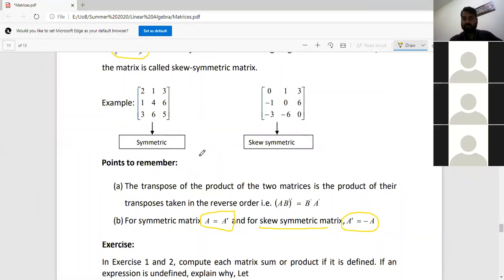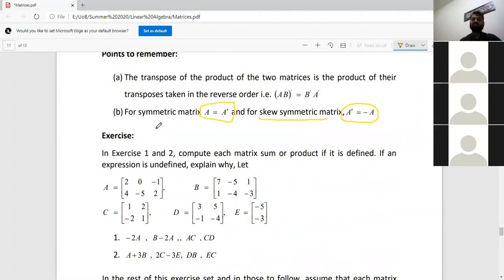If I take the transpose here, 0, 1, 3 are coming but with a negative sign. Similarly, minus 1, 0, 6 are coming back in the second column but with a negative sign. So if I take the transpose of this matrix, it will be the negative of the same matrix back. The same matrix comes back but with a negative sign. So this is a skew symmetric matrix, and this is a symmetric matrix. These two new terminologies are related to the transpose of the matrix.